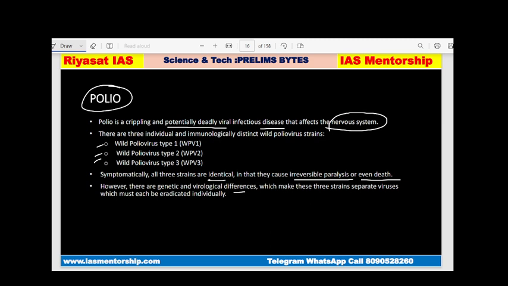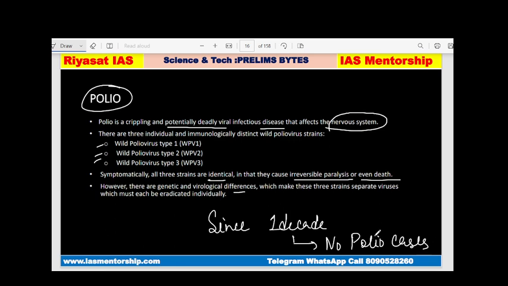And you should know that India has completely eradicated polio. Since 1 decade, 10 years, there are no polio cases in the wild. Okay, very important fact I am telling you. India is very successful in this.